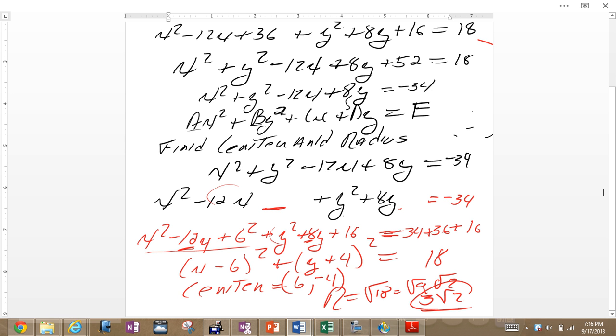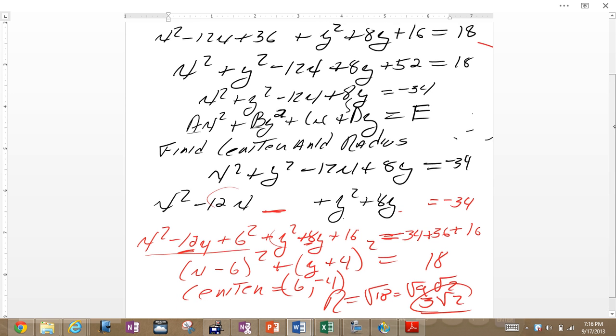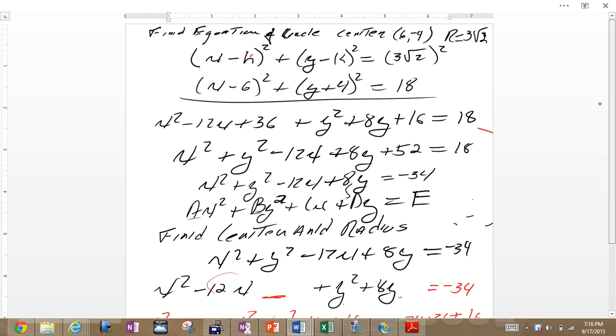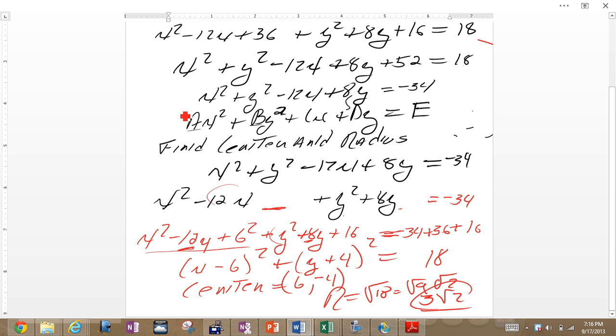Working with equations of the circle in either the center radius form or in the expanded form right here, in which the center and radius is in disguise. It's for you to find by method of completing the square. Okay, and that's the end of that video.